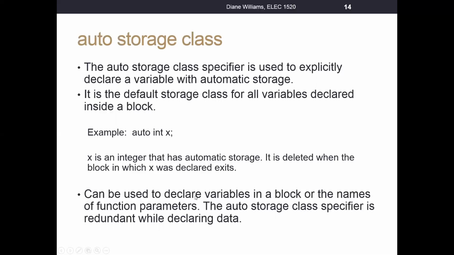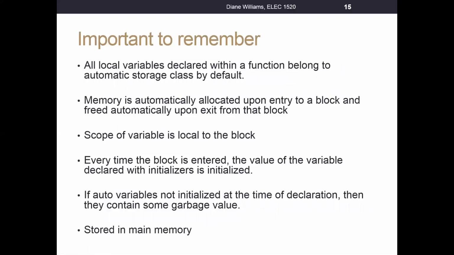Like I said, it's used to declare variables inside a block, so inside curly braces, or the name of function parameters. The auto storage class specifier is redundant while declaring data, meaning we don't write this because that is the default type whenever we declare anything inside the curly brackets or as function parameters. So all local variables declared within a function belong to the automatic storage class by default. That's what I've been saying.